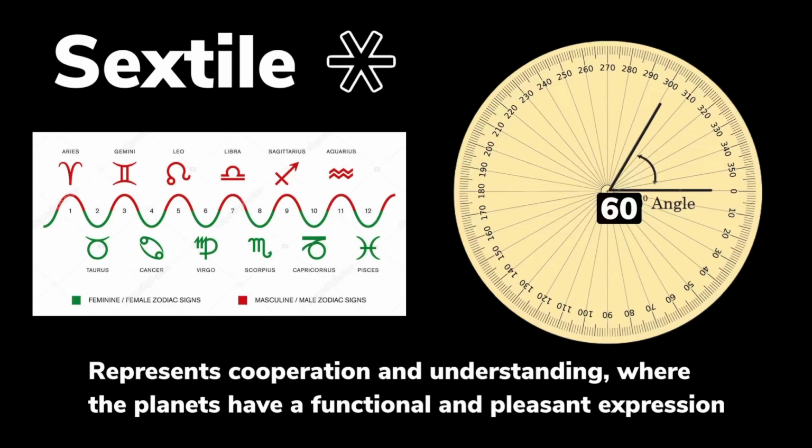Trine is mostly like those two energies are just so cohesive with each other and work so well that it's a subconscious flow. But sextile is more like there's conscious effort to work together, but not so much effort that it's overwhelming. You get along with ease, but it might take a little conscious effort, but not too much. So that's sextile in a nutshell.